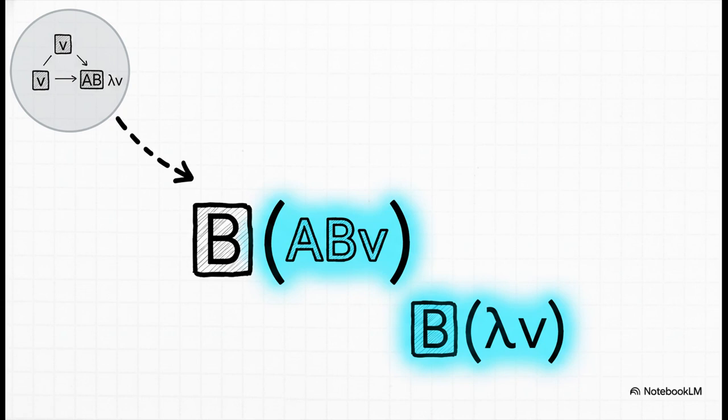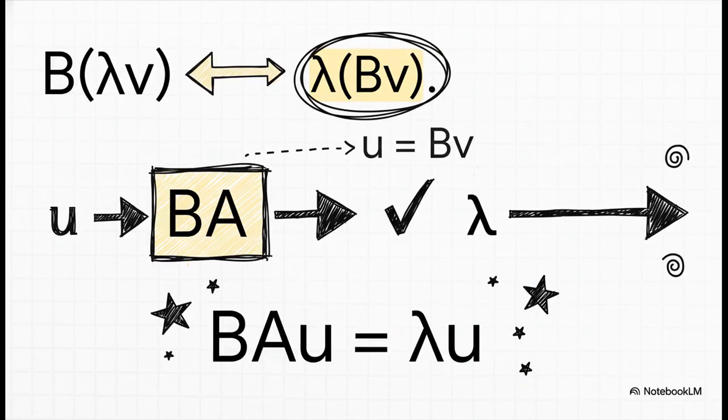That bit inside the parentheses, ABv, should look really familiar. It's our original definition. We know exactly what it is. It's just lambda times v. So we can swap it right in. And this is the final beautiful step. Since lambda is just a number, a scalar, we can pull it out to the front. That leaves us with lambda times Bv. But wait a minute, what's Bv? That's our special vector u that we created.